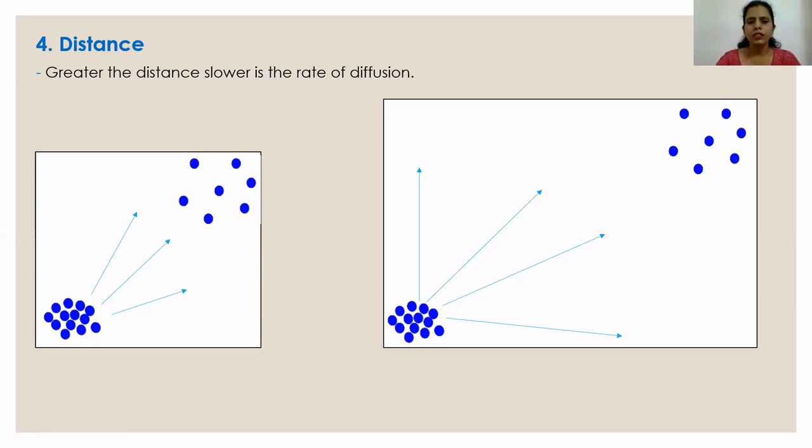So we have discussed what is diffusion, the methods of transport across cell membrane, examples of diffusion in plants and animals, and the factors which are affecting diffusion. In next video, we will learn about osmosis.